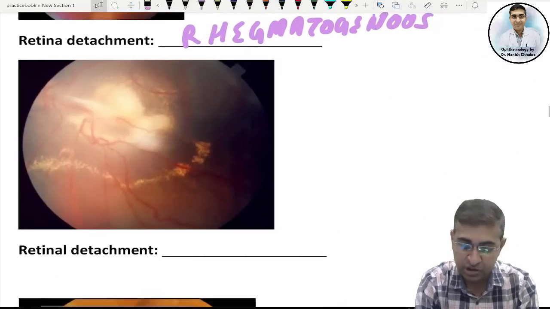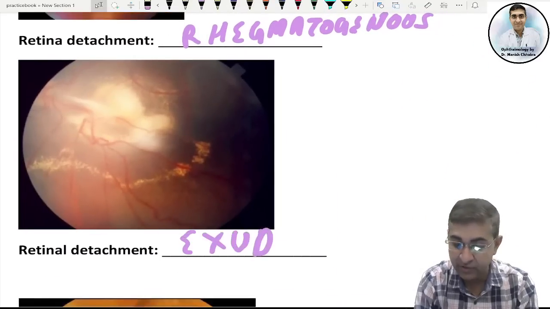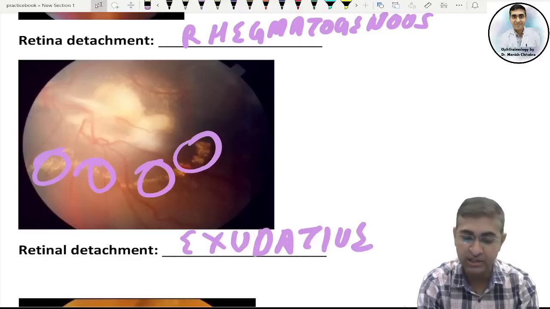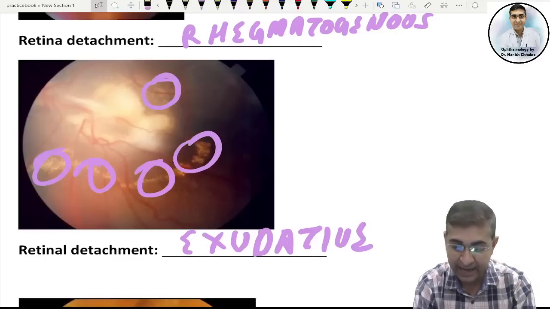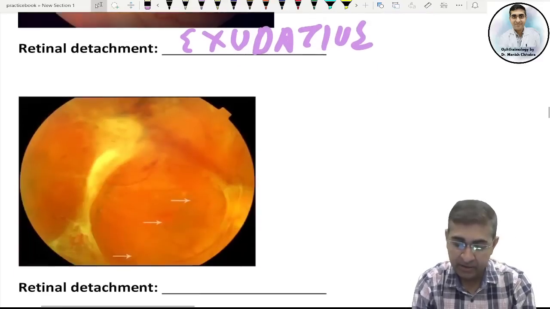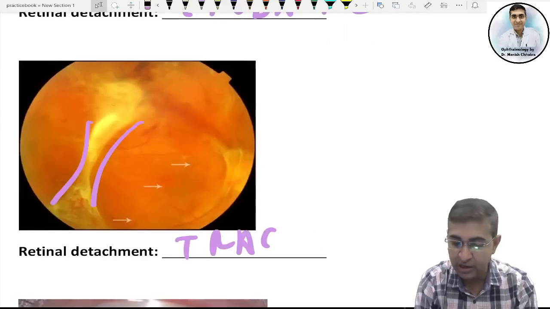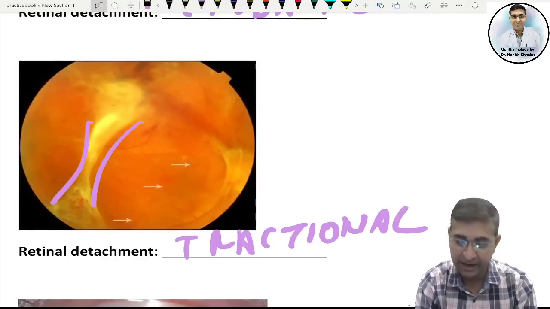Now this is which detachment? This is your exudative retinal detachment. Can you appreciate the exudates? Yes, these are all exudates. So exudative retinal detachment. Yes. And what is this? Can you see the tractional bands here? So this is your tractional retinal detachment. This is your tractional RD.